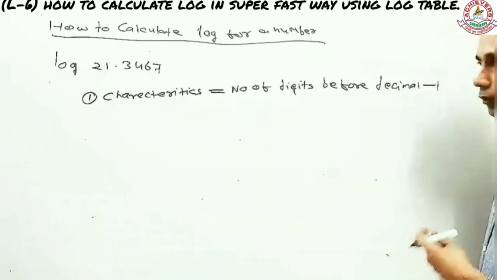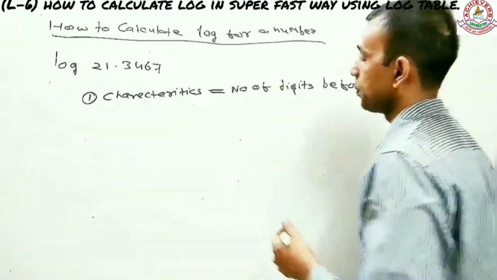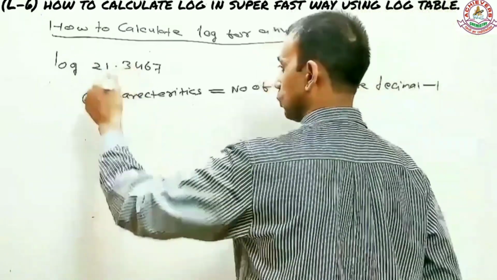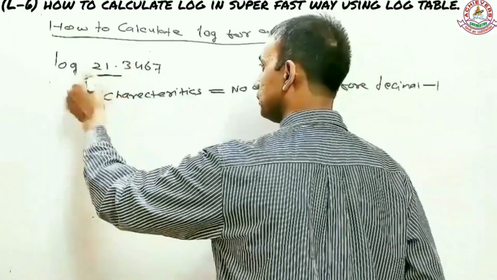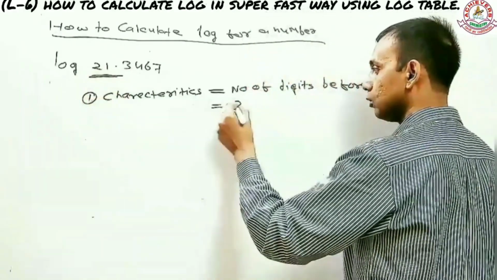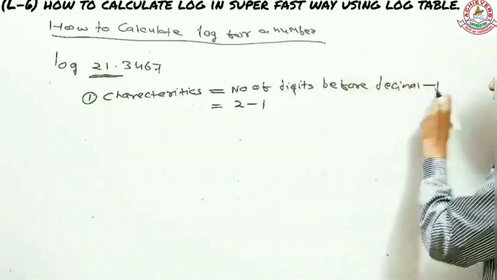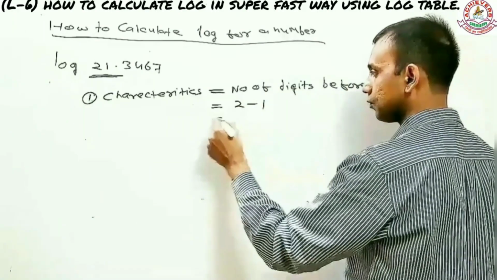This is my method. You cannot say if I'm doing right or wrong, but this is my method and I will help you do the log in very short time. Let's take a look at the number here. There are 2 digits before the decimal. So the characteristic is equal to 2 minus 1, because it is the number of digits before the decimal minus 1. This comes out to be 1.